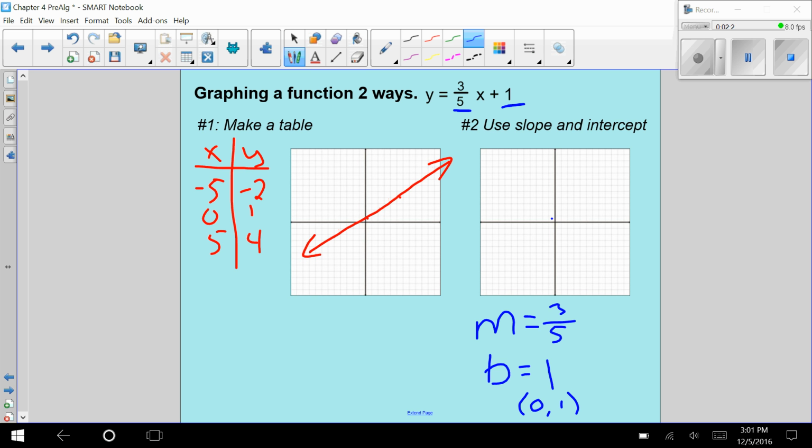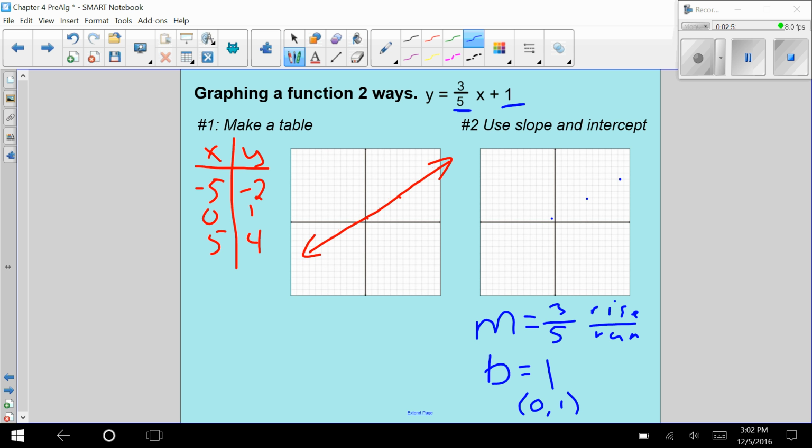And then we take our slope. So this is rise over run, remember. So from our point 0, 1, we're going to rise 3, run 5, and make our next point, right about there. As soon as you have 2, you have enough to make a line, but if you want it more accurate, you can rise 3, run 5 again, right about there. We can also go down and left, because it's like a negative, negative. So down 3, left 5.